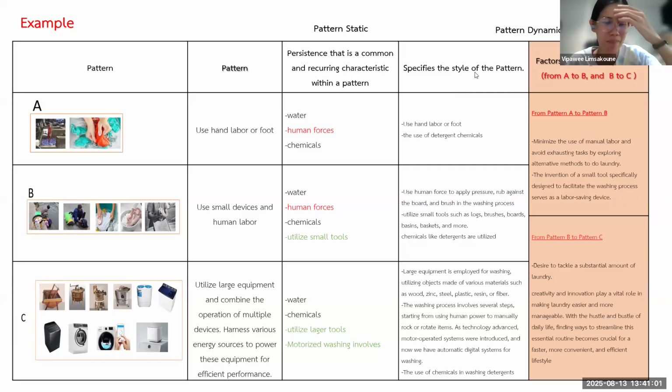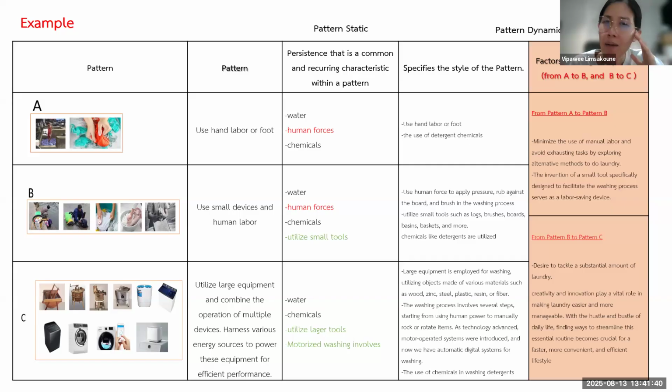This column is the change within the same pattern. In other words, in your pattern A, is there anything that changed? Is there any difference during the time period of using your body to wash clothes? In this case, the difference is that we use different parts of our body, could be our hands, could be our feet, to wash the clothes. The change could also be the chemicals that we use.